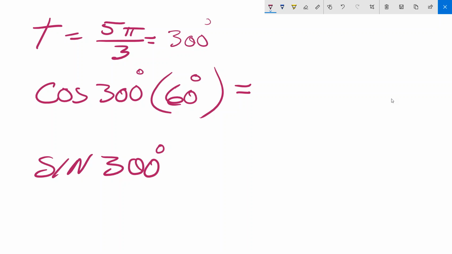Just keep doing these. You'll memorize it eventually. The only ones you have to memorize are the first quadrant ones, because every other angle can be stated in terms of a first quadrant angle. So if you can memorize these trig functions of 30, 45, and 60 in the first quadrant, you're home free. You just got to memorize the cosine and the sine.